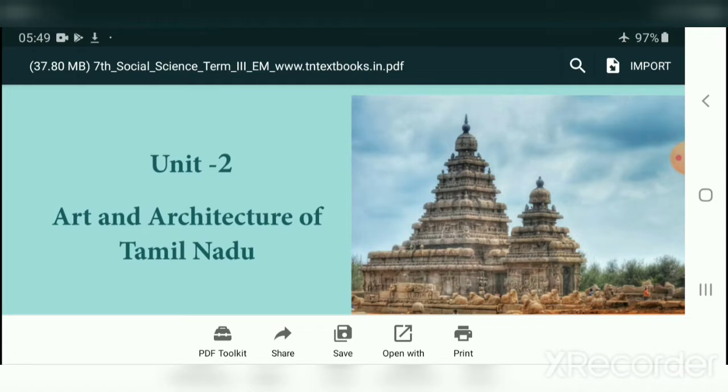Students, today we are going to see a new lesson in History Unit number 2. Students, have you visited Mahabalipuram? What is that place famous for? Yes, the Shore Temple. And we can see many sculptures and statues, all made of stone. So the architecture of Tamil Nadu is what we are going to see today. So today we are going to see a new topic, art and architecture of Tamil Nadu.